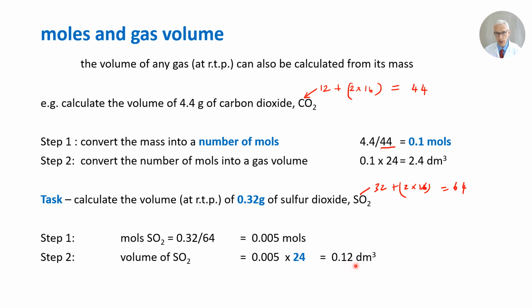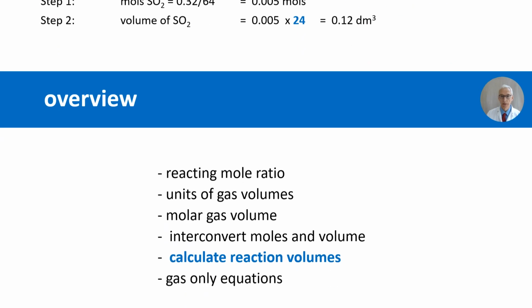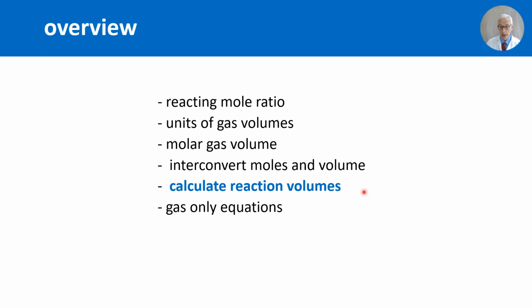So we can convert a mass into a numbers of moles and then convert the numbers of moles into a gas volume by multiplying by the molar gas volume. We can use molar gas volume to calculate reacting volumes of gases from a balanced chemical equation.